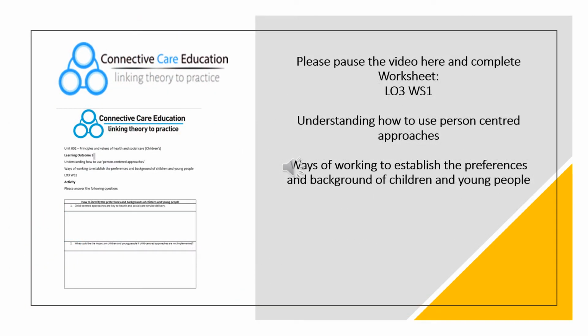Please pause the video here and complete worksheet Learning Outcome 3, Worksheet 1. Ways of working to establish the preferences and background of children and young people.